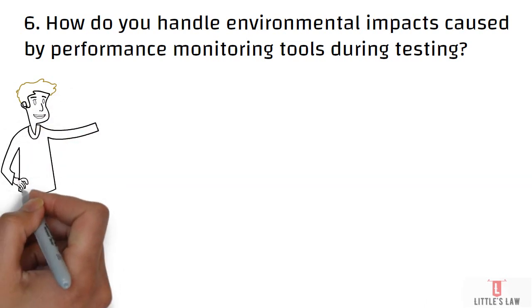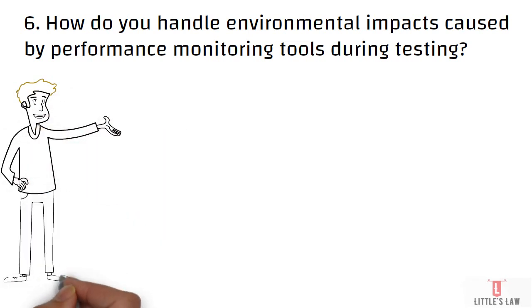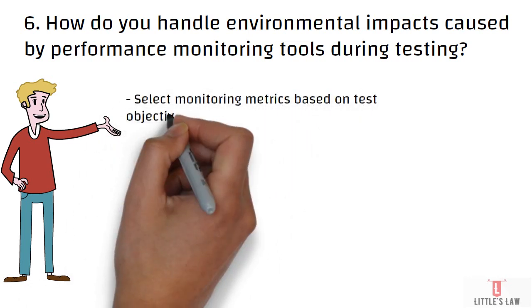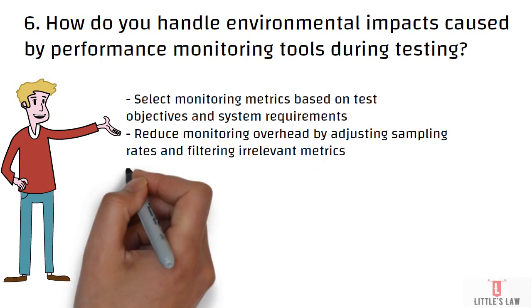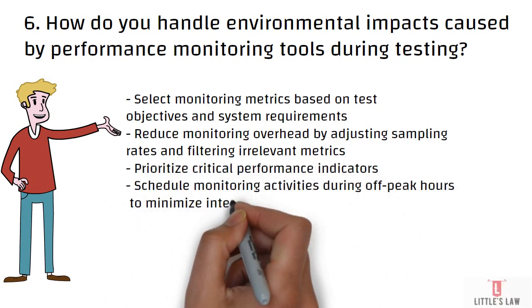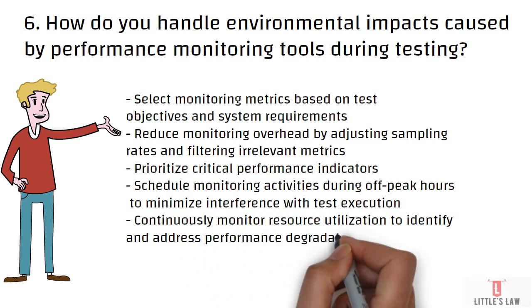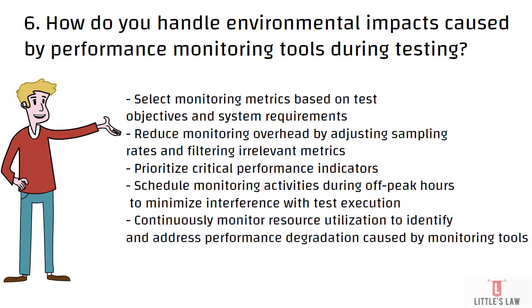To minimize the environmental impacts caused by monitoring tools, I carefully select the monitoring metrics based on test objectives and system requirements. Monitoring overhead is reduced by adjusting the sampling rates, filtering irrelevant metrics, and prioritizing critical performance indicators. I schedule the monitoring activities during off-peak hours to minimize interference with test execution. Continuous monitoring of resource utilization helps me identify and address any performance degradation caused by monitoring tools during testing. And that's the sixth question and answer for you. And moving on to the seventh one.